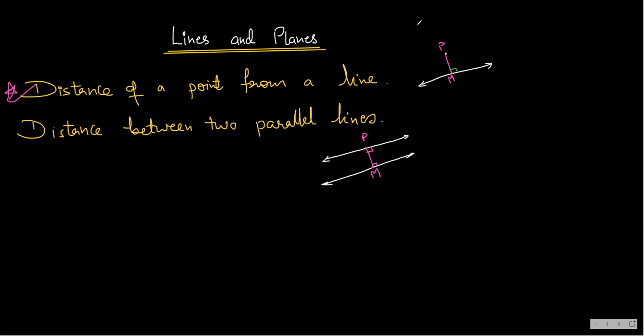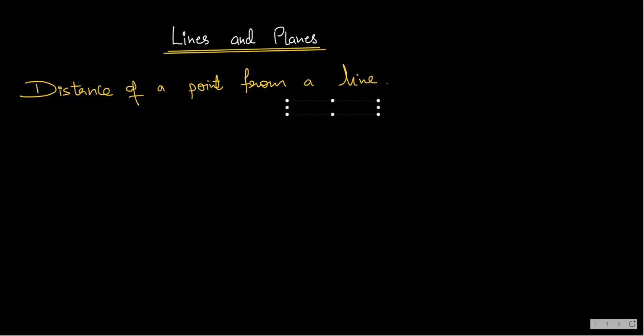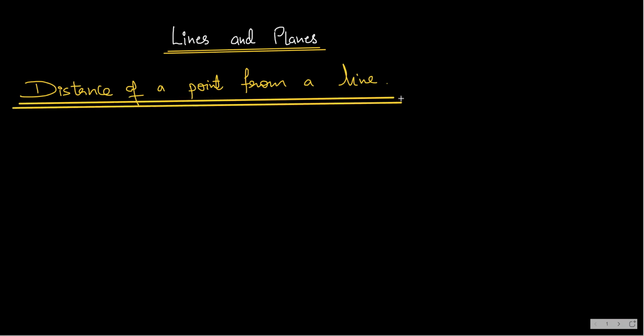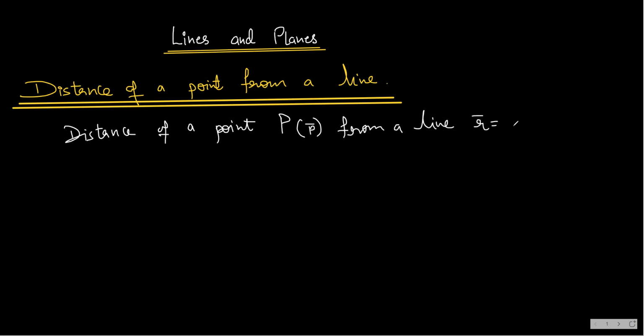So let us start with the first one. I'm sorry, distance of a point from a line. So the heading will be: distance of a point P, whose position vector is P bar, from a line R bar equals A bar plus lambda B bar.